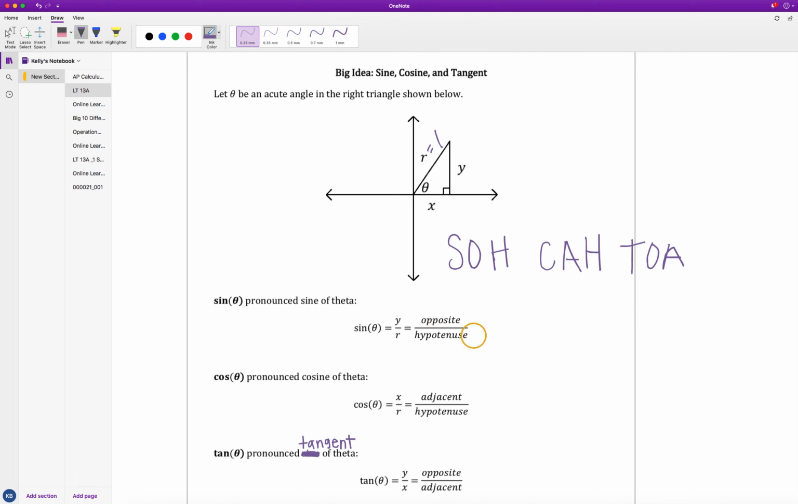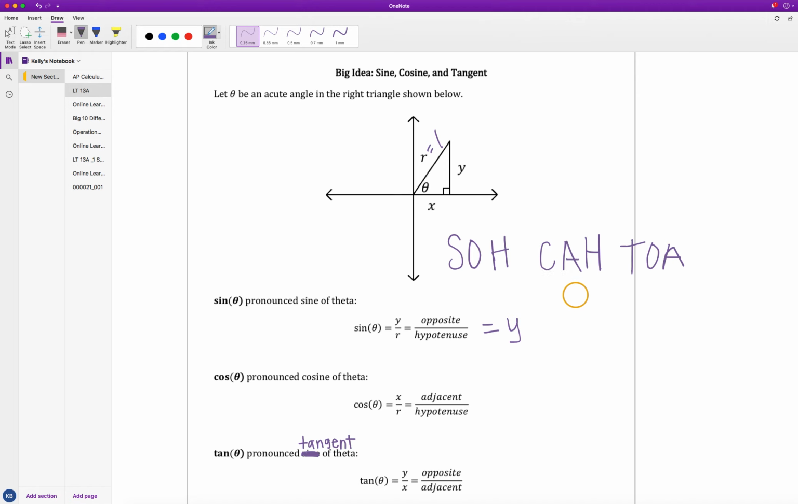Opposite over hypotenuse is helpful, but we also need to know how this correlates back to our unit circle. So when I look at this angle theta here, the side opposite that angle will be our y value. So another name for our opposite side is going to be y, and then our hypotenuse is our r value. Again, since we're on the unit circle, this r value is going to be equal to 1. So this is the same thing as just saying that sine of theta is going to be equal to y.